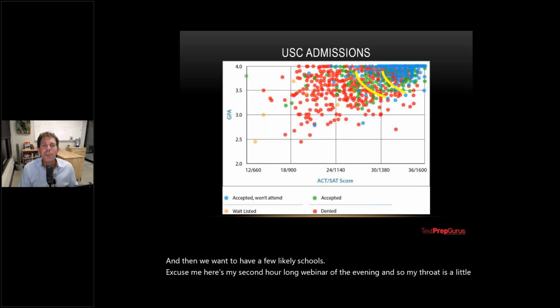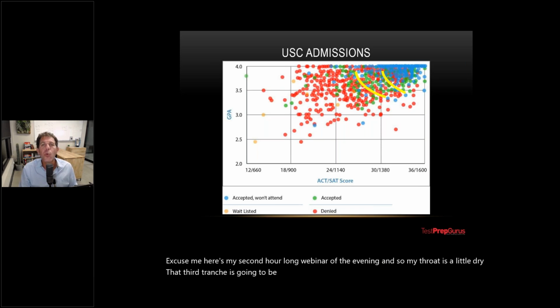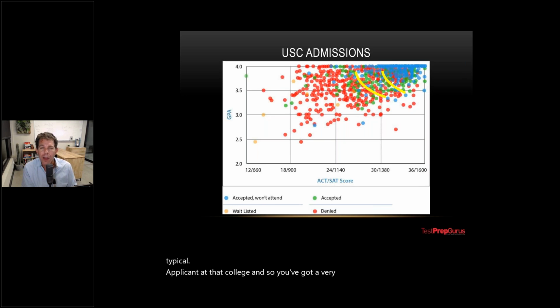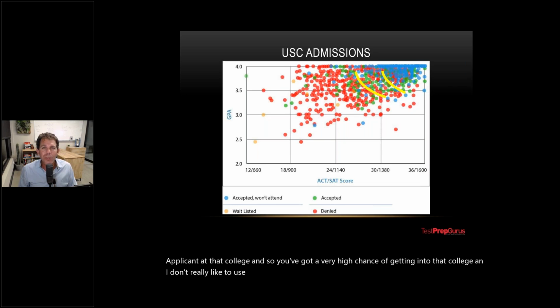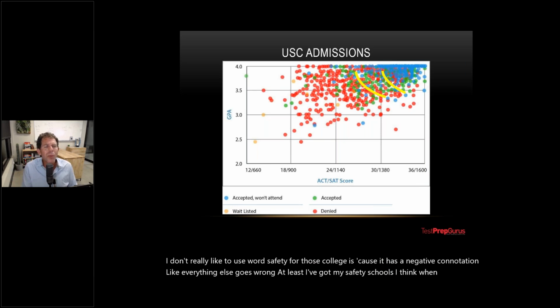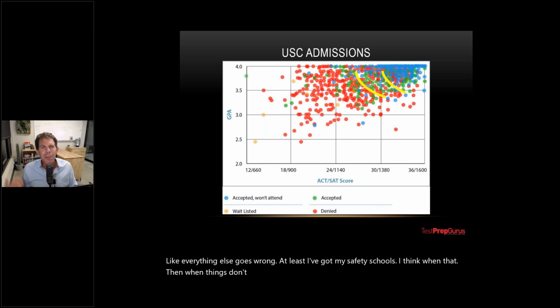That third tranche is going to be likely schools where your scores are ahead of the typical applicant at that college, and so you've got a very high chance of getting into that college. And I don't really like to use the word safety for those colleges because it has a negative connotation, like, well, if everything else goes wrong, at least I've got my safety schools. I think when things don't go as planned and you end up on one of those schools, you feel a little bit let down, a little bit like you failed.